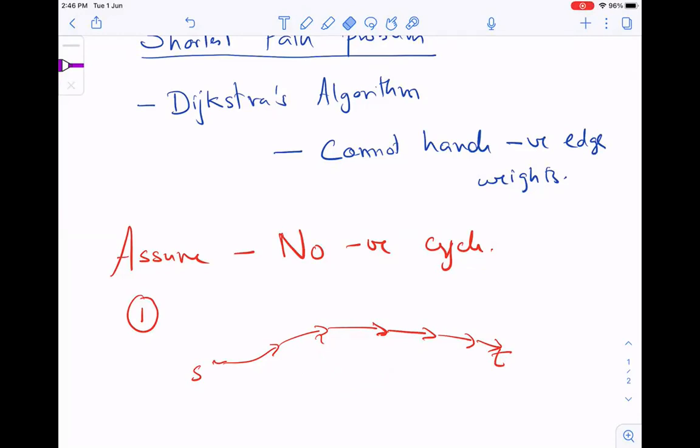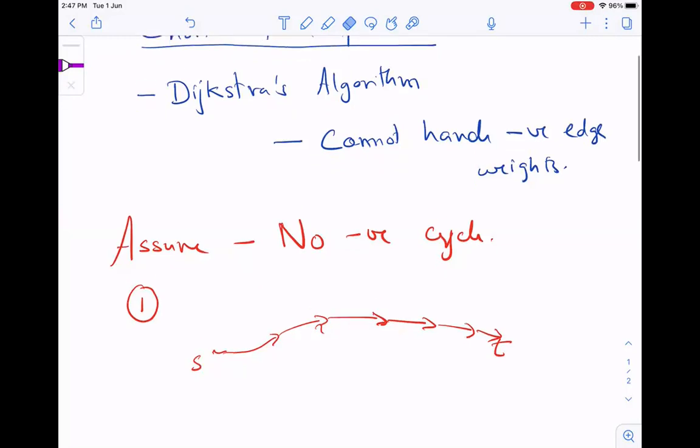There is no negative cycle, for the concept of the shortest path. The shortest path from S to T will not have any cycles. I think it is not useful to have any cycles. Is it clear? If you have a cycle, then you are only making the cost of the path go higher. So that is not useful.